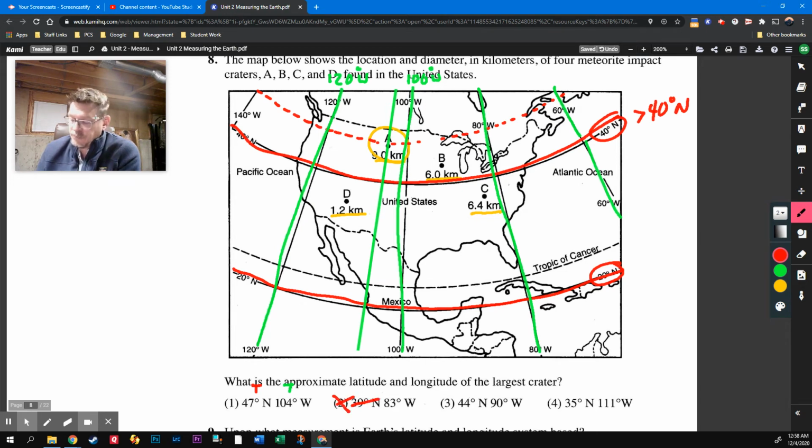Option number 3, latitude is 44 degrees north. That's more than 40 degrees north, so that's true. My longitude, 90 degrees west. That's not between the 100 and the 120. So that's false. So that knocks that one out. Last one, option number 4. My latitude, it says, is 35 degrees. It needs to be greater than 40. So that doesn't work. That knocks out number 4. My answer has to be option number 1.